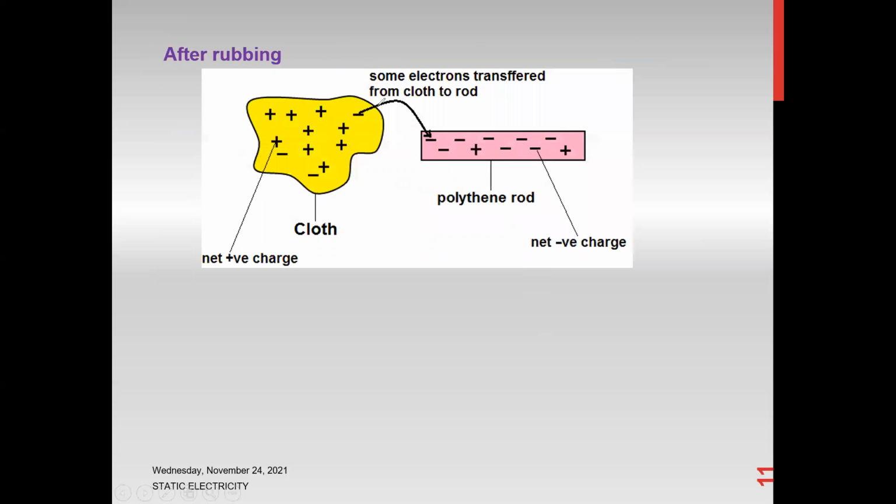Both are neutral. But when we rub them together, what happens after rubbing? This time we observe that electrons jump from the cloth to the polythene rod. As these electrons transfer, there will be a net positive charge on the cloth and a net negative charge on the polythene rod. So we call that charging by friction.